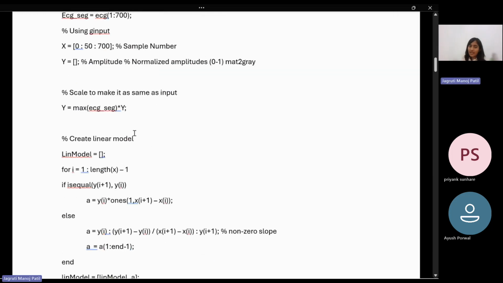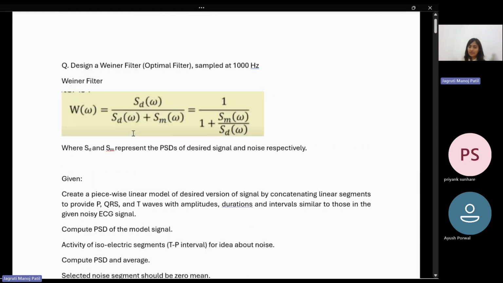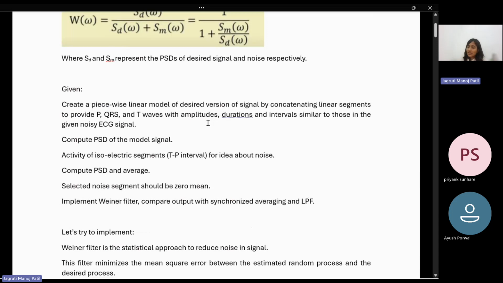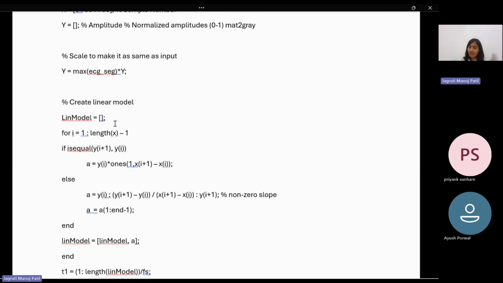So next, what we had in the question is to create a piecewise linear filter version of the signal by concatenating the linear segments to provide the P, Q, R, S, T waves with amplitude and duration similar to those given in the noisy ECG signal. Okay. So here, we take the linear model as an array. We all know that there will be some values within it. It's always nice to initialize that first, like before starting the loop. So then we start, and it goes till minus 1. Since it's from 1, it would be minus 1. If it had been from 0, it would be till the end.